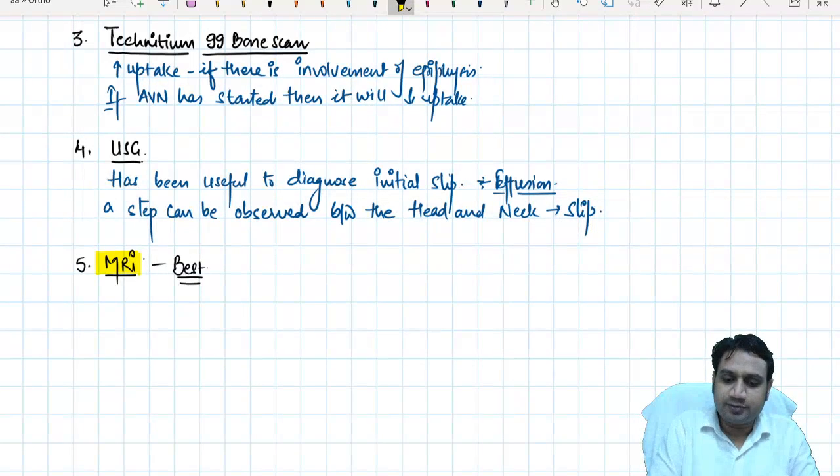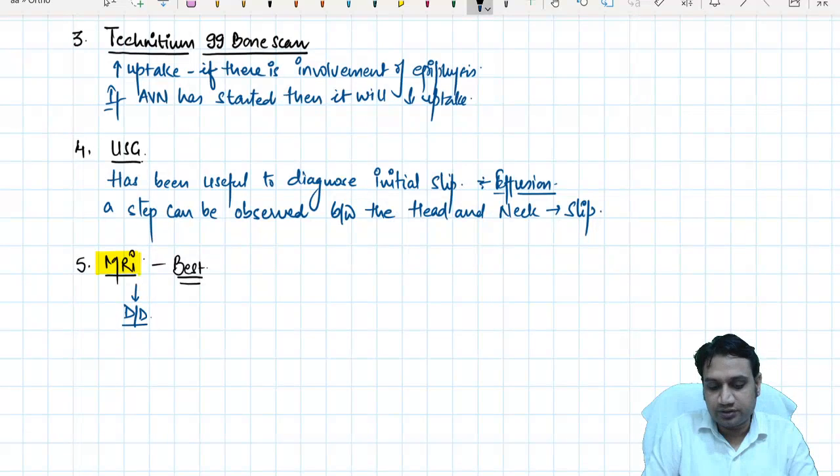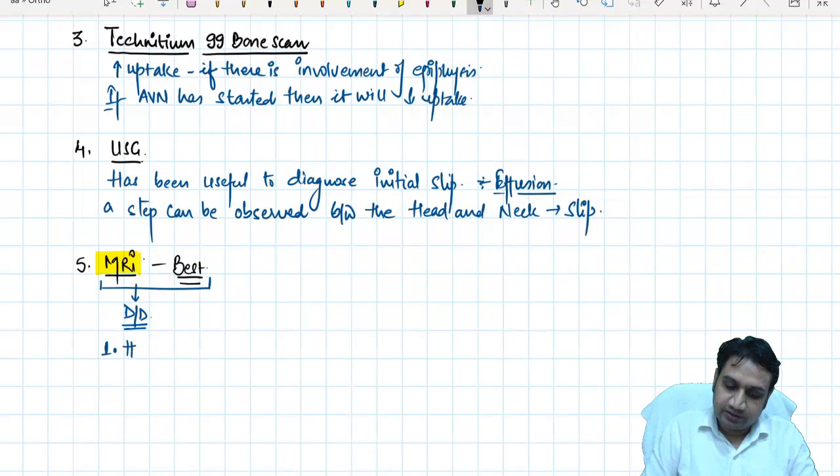Where else is MRI best? Do you know? Can you recall? MRI is the investigation of choice in what all other areas? The differential diagnoses where MRI is best. Number one, fracture neck of femur, fracture scaphoid, fracture talus.